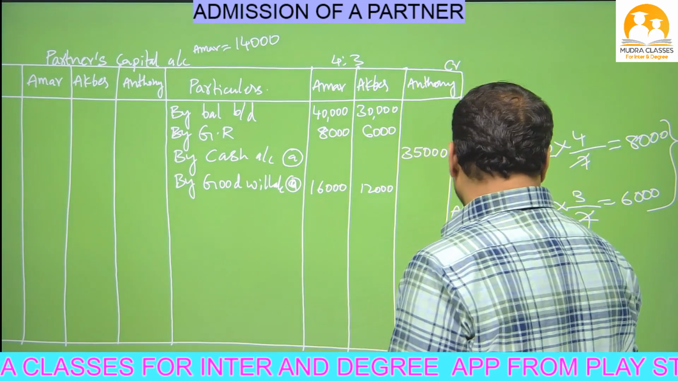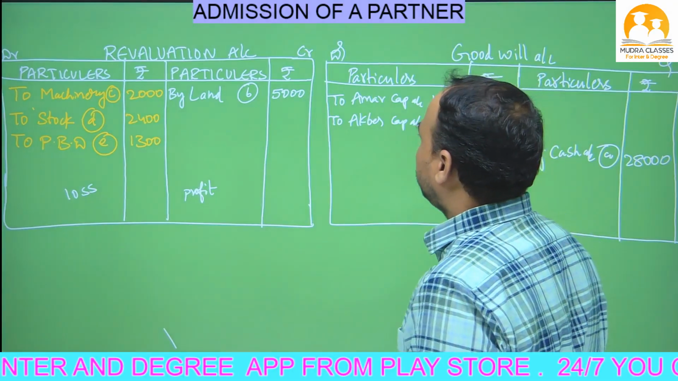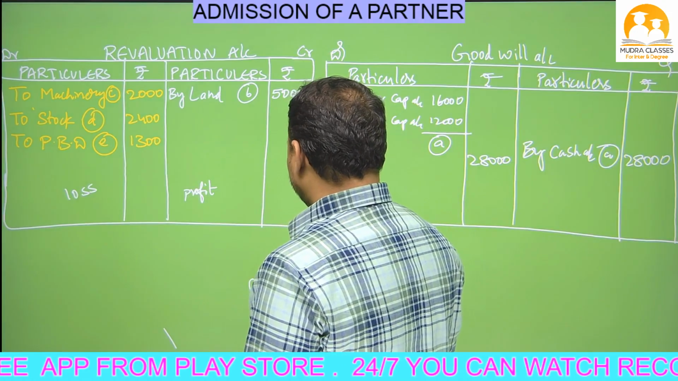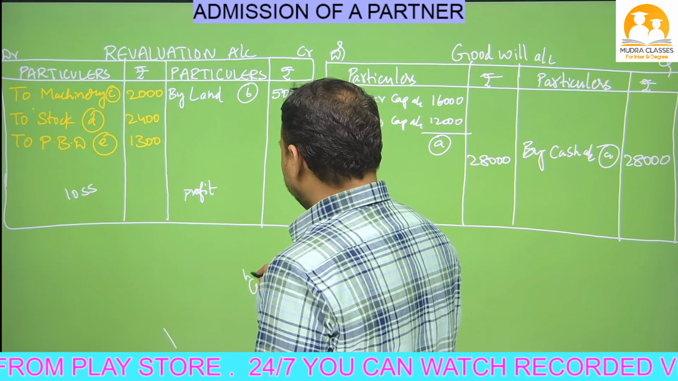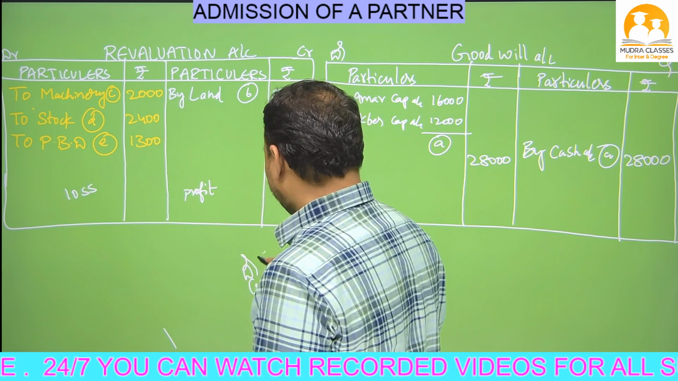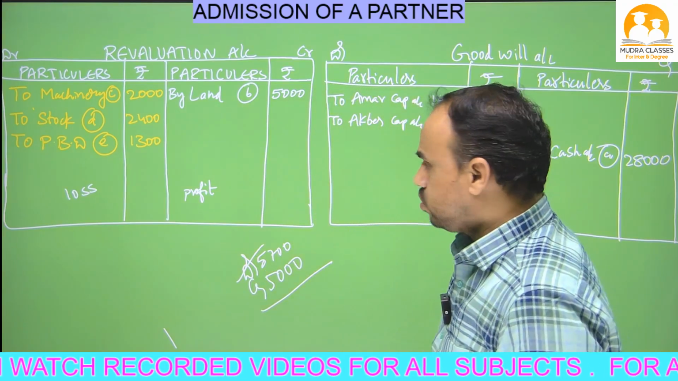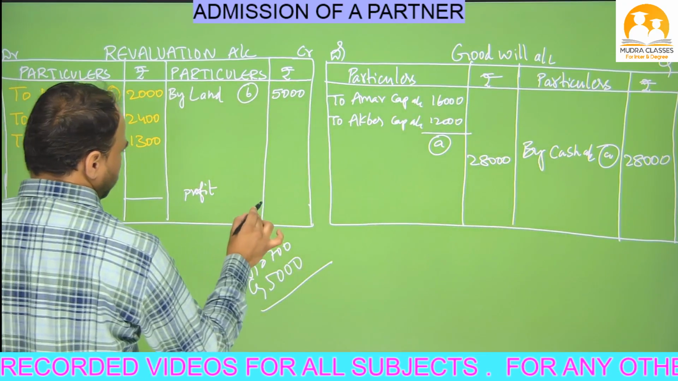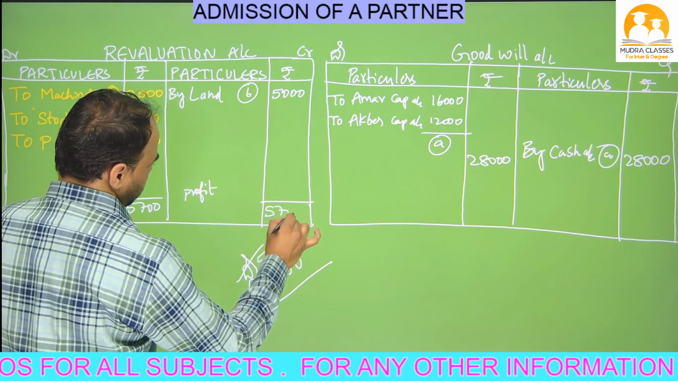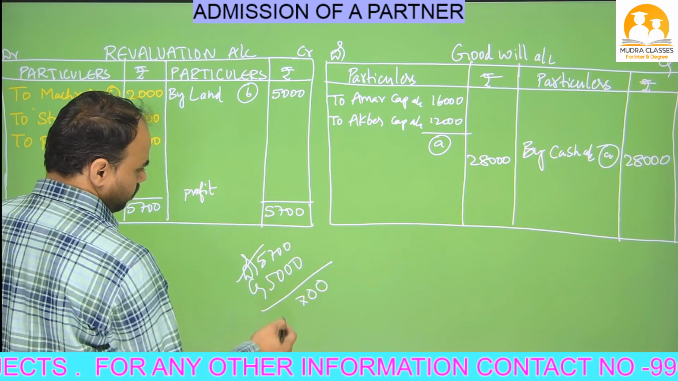Now first we have to close the revaluation account beta. First always we have to close the revaluation account. So revaluation account, credit side total we got 5,000 rupees beta. Now see the debit side total 2 plus 2 4 5,700. Debit side total is 5,700 rupees. In these two, debit is a big amount. So both sides write that big amount 5,700.